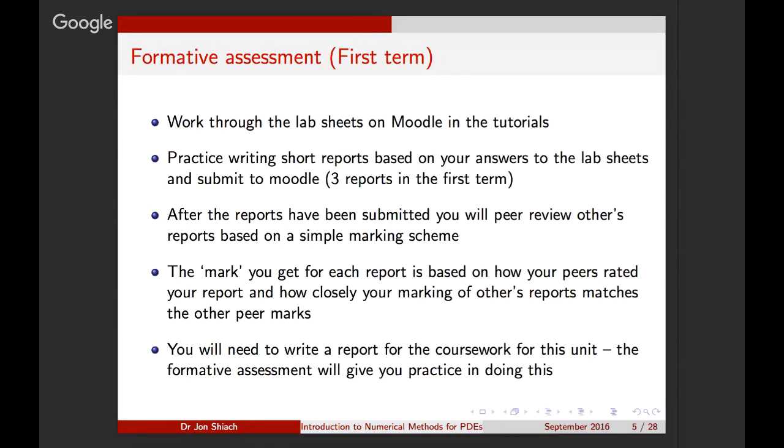Hopefully we'll carry on. So I was talking about the lab sheets. These are purely to give you practice for your coursework.